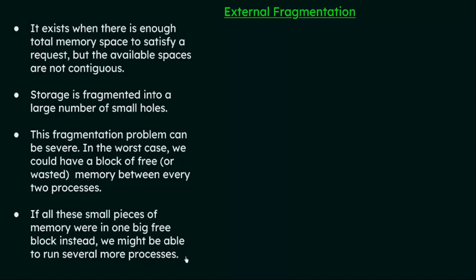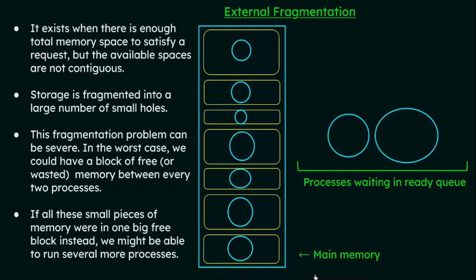So let's take the diagram and try to understand. Here I'm taking a diagram where this is the main memory, and these are the different partitions, blocks or holes that we have. Let's say all of these holes are right now occupied by some process or the other. All of them are occupied, and still there are two processes waiting in the ready queue. At this moment we are not able to satisfy the request of these two processes.